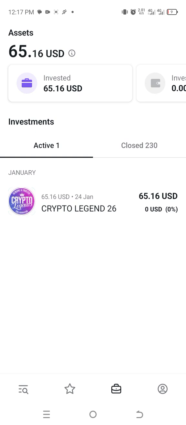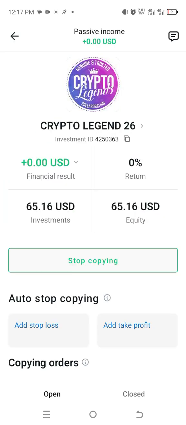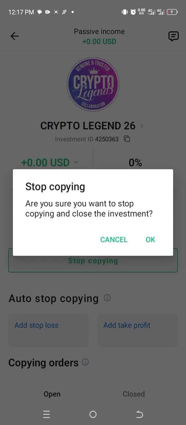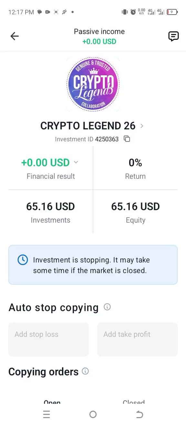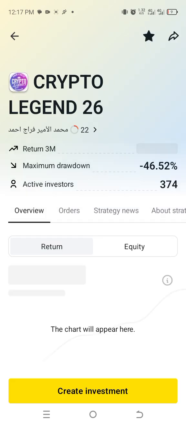So you go to the investment, then you stop copying. If you stop copying, it will come back to money that is in the account. Then you recopy. Let me stop this one. You understand that I haven't yet gotten anything from this, but I'm just showing you what to do. So if you have stopped copying, all the profits will be in the account. Then you go back again and say create investment.